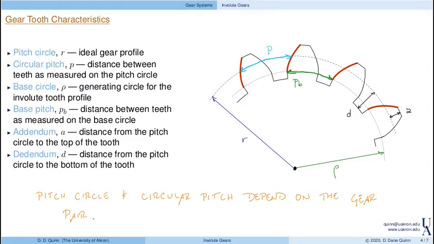As a result, they cannot be physically identified or determined from a single gear, or from an isolated gear. The other quantities, though, we can just pick a gear up and measure them. We can figure out what the base circle is and the addendum and the dedendum. But again, the pitch circle and the circular pitch are only determined once we put two gears in mesh.